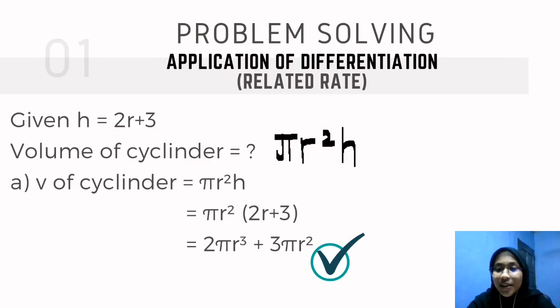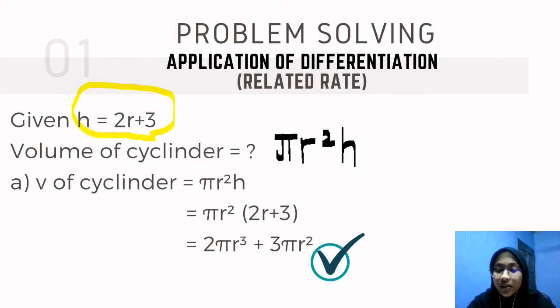Now we are here to solve the problem from the previous slide. The first question from the previous slide is to show that the volume of ice in the shape of a cylinder is equal to 2 pi r cubed plus 3 pi r squared. Don't be worried too much for this question. We just need to identify the keyword given in the statement, where h is equal to 2r plus 3.